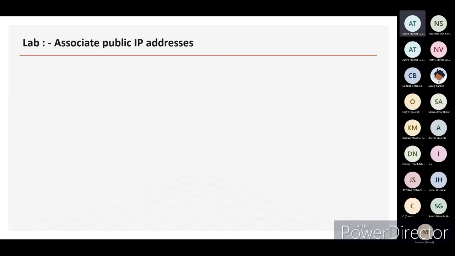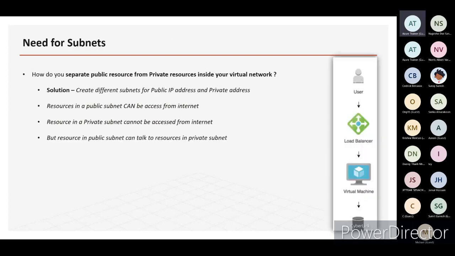Associating a public IP address, this is lab 5. Lab 5 is to create a public IP address, and associate and disassociate it also. So practice these two labs: associate and disassociate public IP. These are the two labs you need to complete. Now, the next topic is about the subnet part.